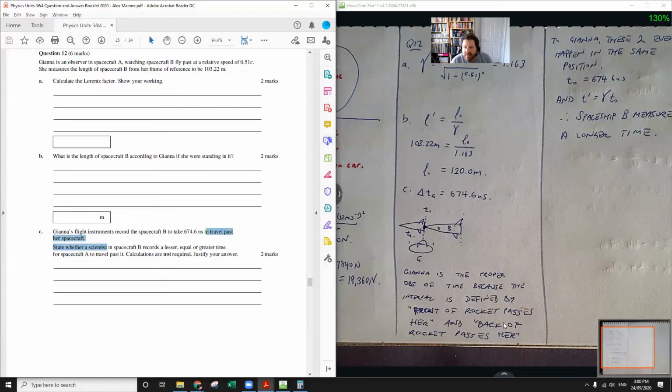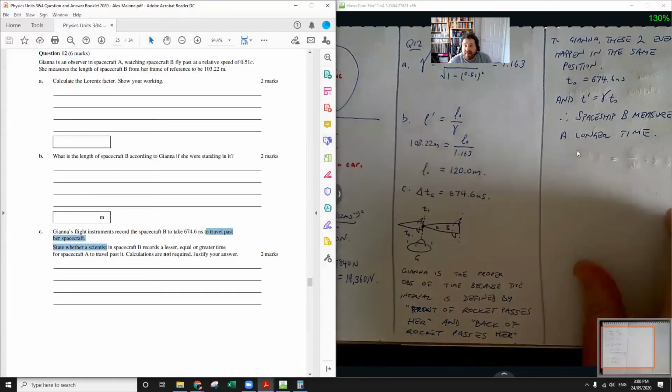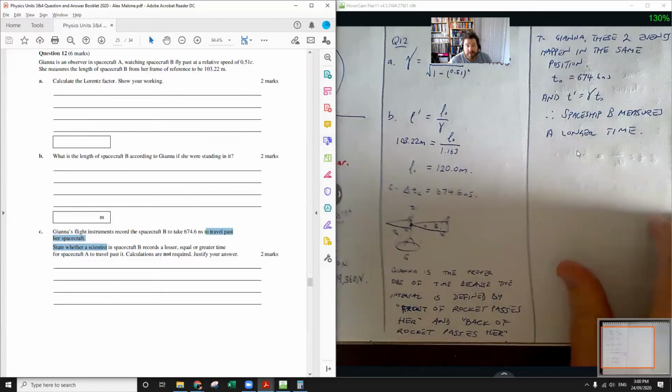So Gianna is the proper observer. This means that spaceship B will measure a dilated amount of time, so a larger amount of time.